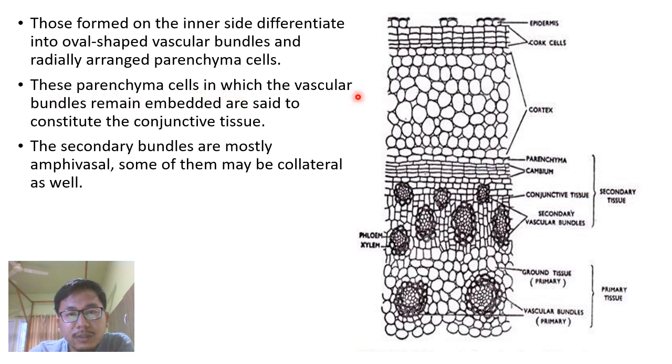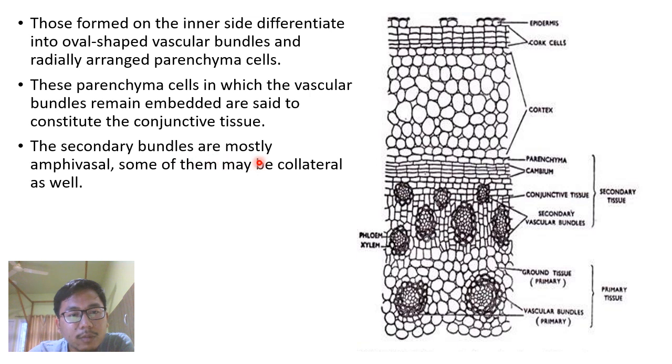These parenchyma cells in which the vascular bundle remains embedded are said to constitute the conjunctive tissue. This portion will be the parenchyma cells, white, and the black color will be the vascular bundle. Vascular bundles present inside, or together with, the parenchyma cells are called conjunctive tissue. I hope it will be clear. What is conjunctive tissue? Those vascular bundles embedded within the parenchymatous tissue below the cambium are called conjunctive tissue.